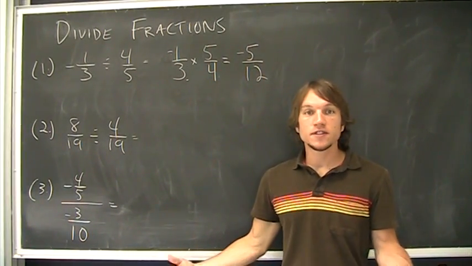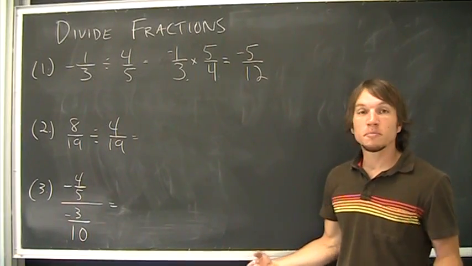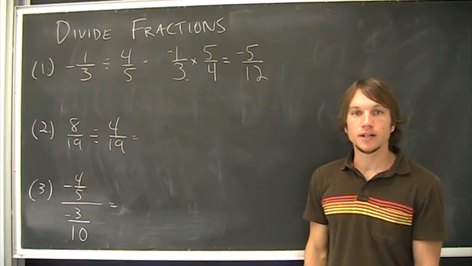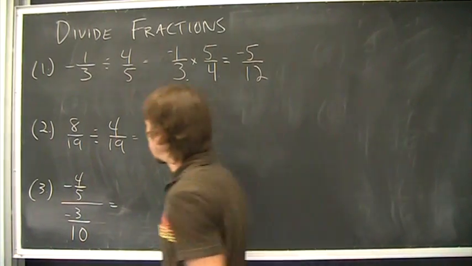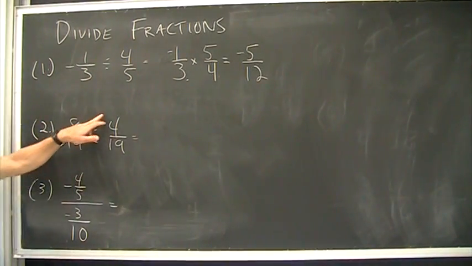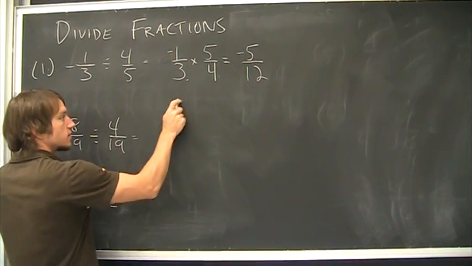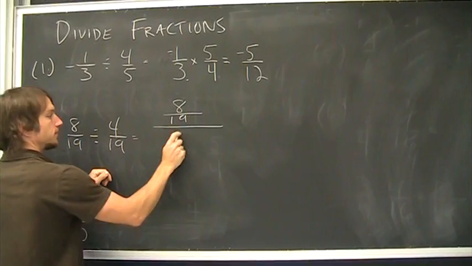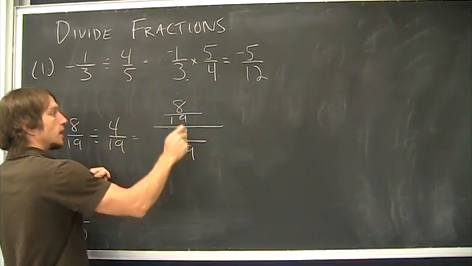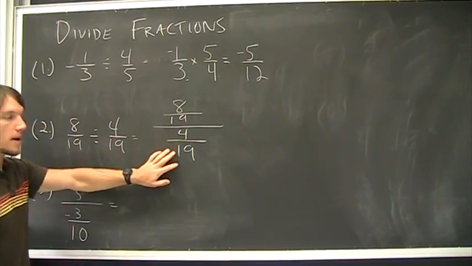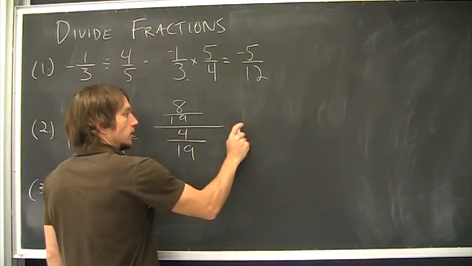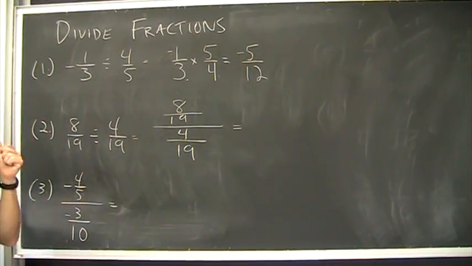So division of fractions is pretty easy if you can multiply fractions, because it's just one extra step. It says divide, flip it around, and make it multiplication, all right? My next example says 8/19 divided by 4/19. I just want to show you that's the same as this. You'll see this in your book. 8/19 divided by 4/19. Okay, that's the same thing. So I just wanted to show you that. We're going to work it the same way.